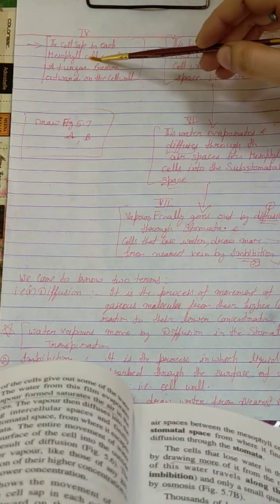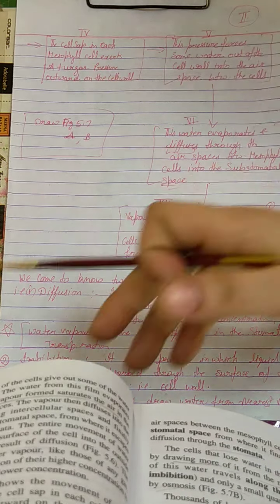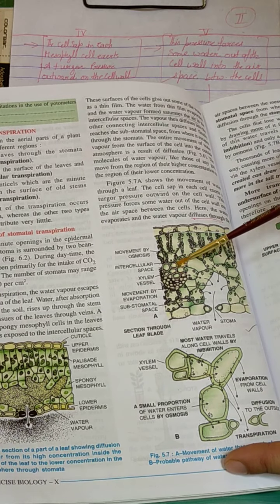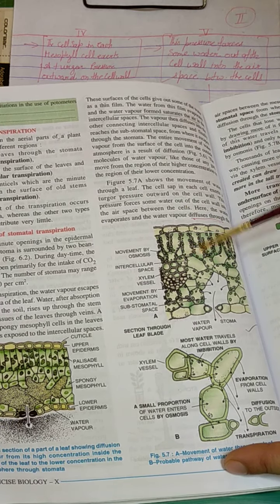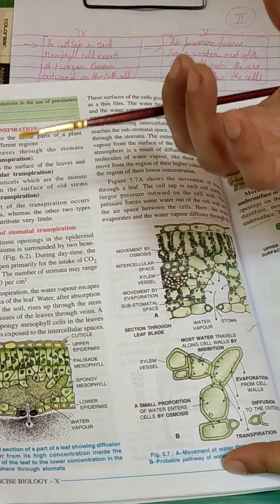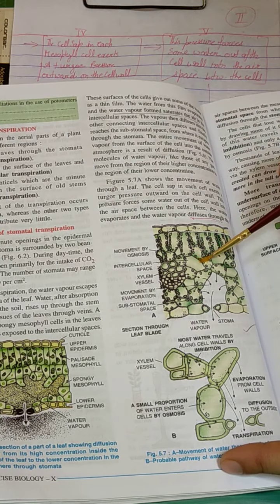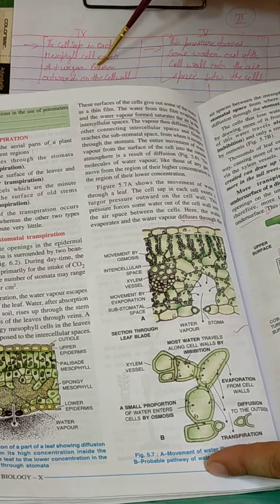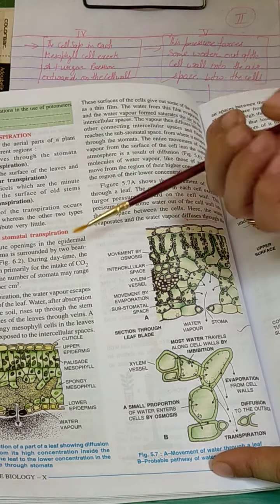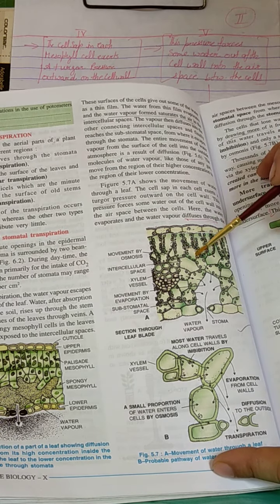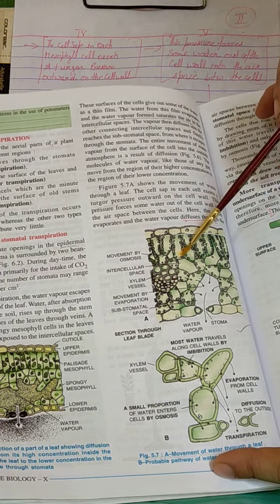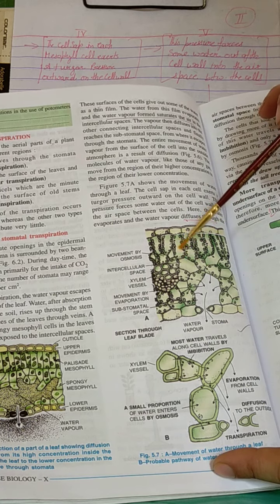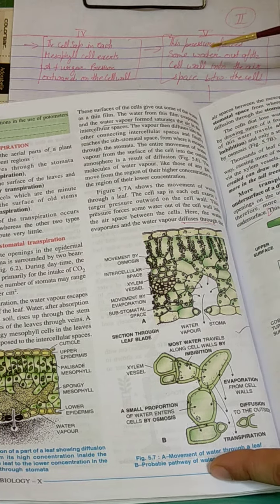Now the cell sap in each mesophyll cell exerts a turgor pressure on the cell wall. All these cells absorb water through direct contact with each other, and they get turgid. Inside each cell a pressure is formed, called turgor pressure, that creates pressure on the wall of each cell. This absorption of water creates turgidity, and ultimately pressure is created on the walls of all these cells. Now what will happen?